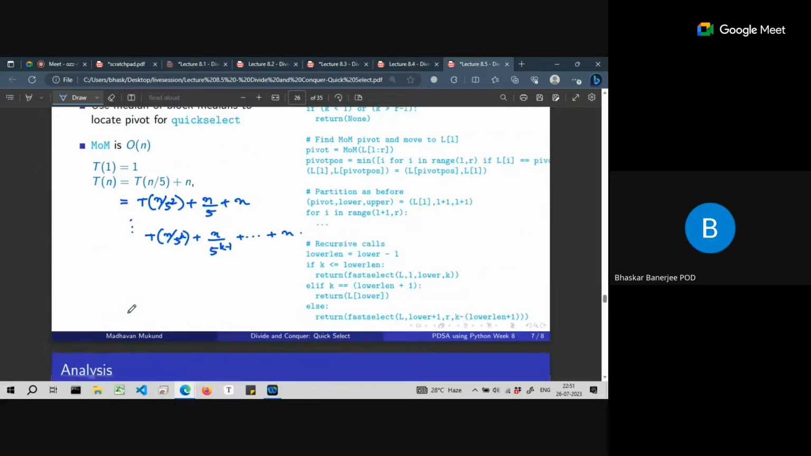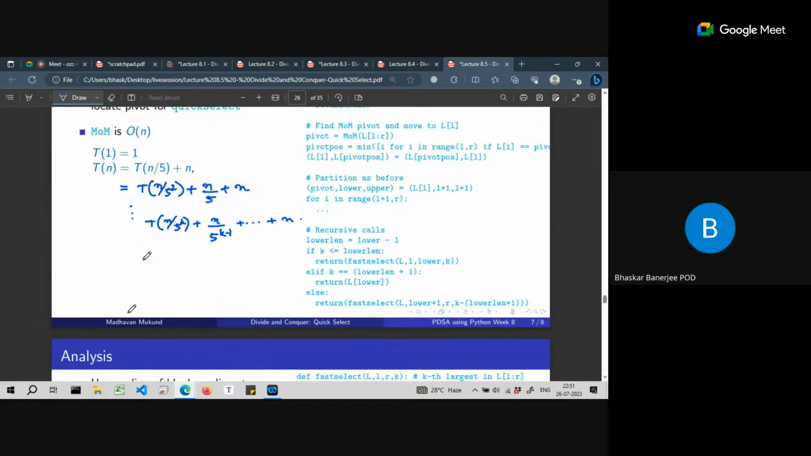And when n by 5 to the power k equals 1, that is n equals 5 to the power k, or k equals log n base 5. So if k is log n base 5, then T of 1 plus n by 5 to the power log n base 5 minus 1 plus dot dot dot plus n.